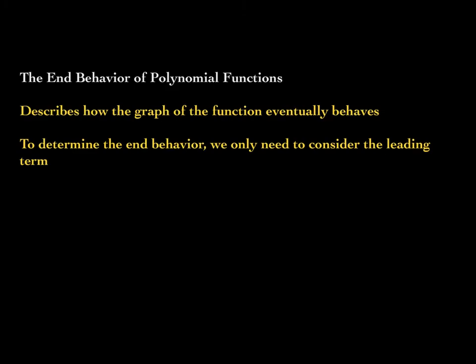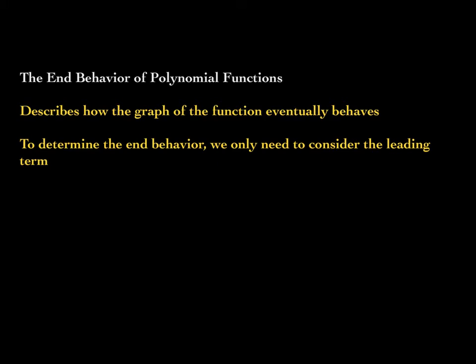Before we start graphing our polynomial functions, we would like to discuss something called the end behavior of polynomial functions. The end behavior of a polynomial function is describing how the graph of a polynomial eventually behaves. And it's all dependent upon the leading term. Now to determine the end behavior of a graph, all we have to do is look at the leading term.